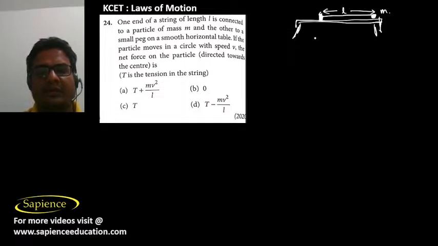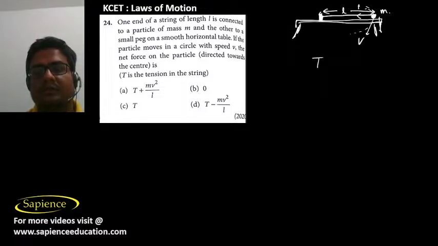If the particle moves in a circle with speed v, the net force on the particle directed towards the center is asked, where T is the tension in the string. It is traveling with a speed v.